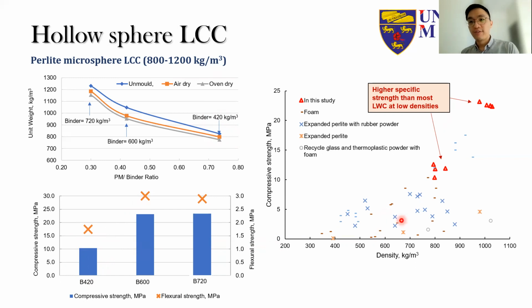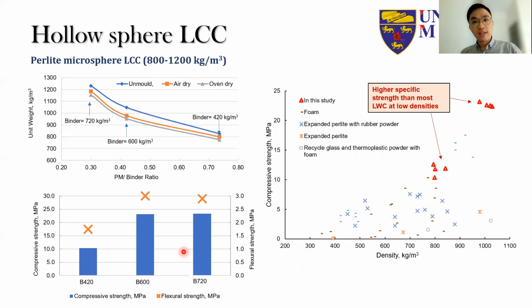To put this into perspective, if you look at the literature, lightweight concretes with a similar range of density, mostly foam concrete as well as lightweight concrete, have strengths that are usually, as you can see from here, mostly lower than 10 MPa, right? So this Perlite microsphere LCC, its specific strength, or simply the strength over density ratio, is much higher than the other types of lightweight concretes, especially in this range of density.